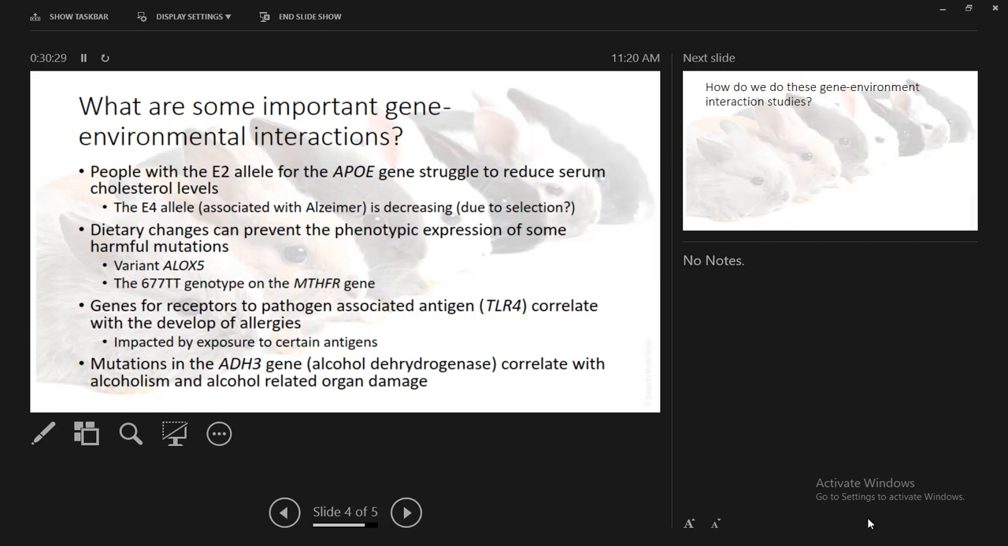And then finally, not finally like we're done, but finally on this slide, we have the last gene I'll give you, ADH3. This is one of the genes associated with making our enzyme alcohol dehydrogenase, which is a complex enzyme that requires several different loci. But this specific locus, there's a specific mutation here that correlates with alcoholism and alcohol-related organ damage.